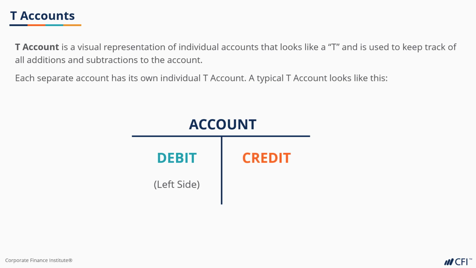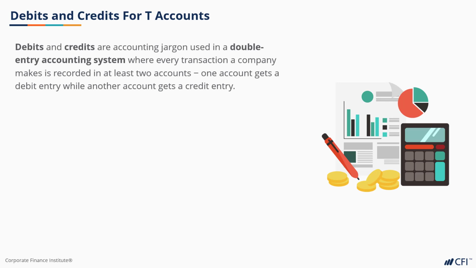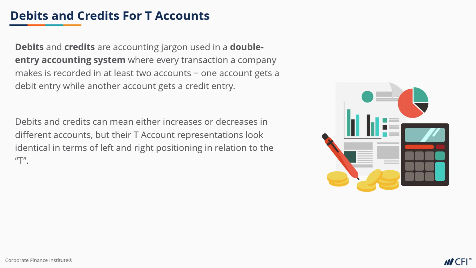Let's recap what debits and credits are. Debits and credits are part of double entry accounting. Transactions need to be recorded twice, once as a debit and once as a credit. Let's look at some examples of how that works.